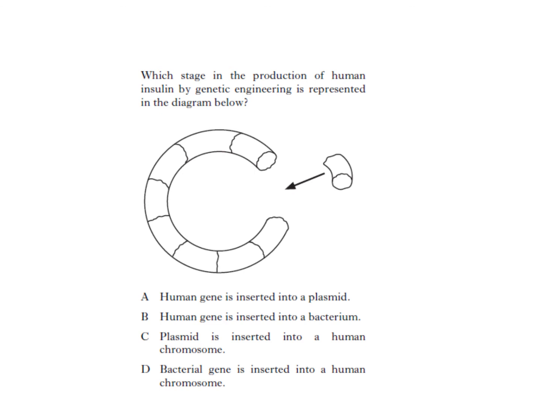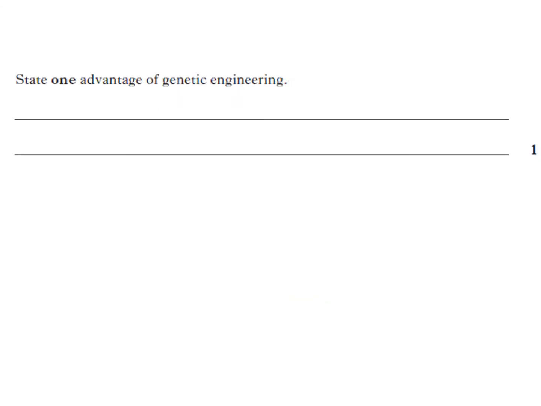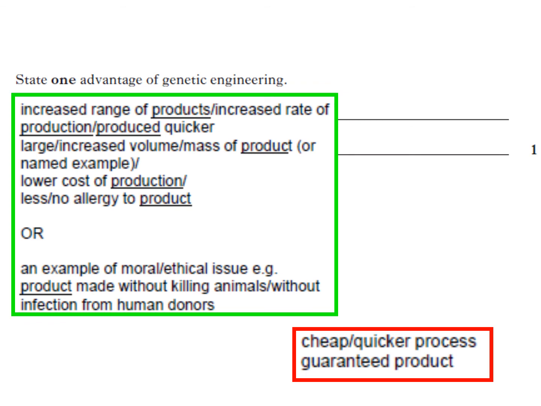Which stage in the production of human insulin by genetic engineering is represented in the diagram below? We can see the human gene being inserted into the plasmids. State one advantage of genetic engineering. Increased range of products, fast production rate.